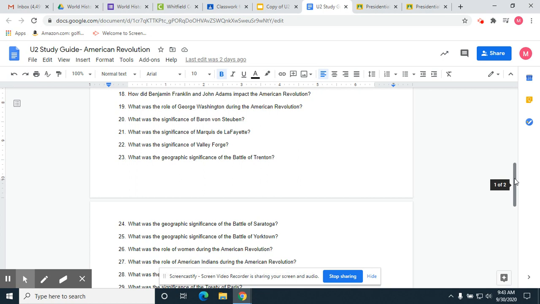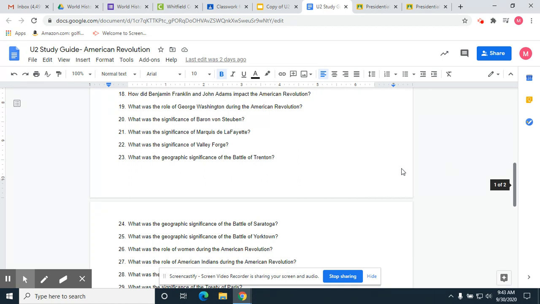So number 26, the role of women during the American Revolution. They're going to travel with the armies. The women are going to make sure that they're cooking, they're cleaning, they're helping be nurses. They're taking care of the soldiers. They're sewing up uniforms. Anything that they can do in that way, they do.